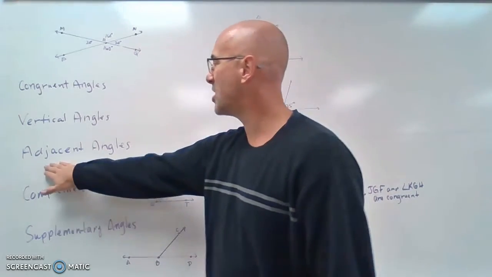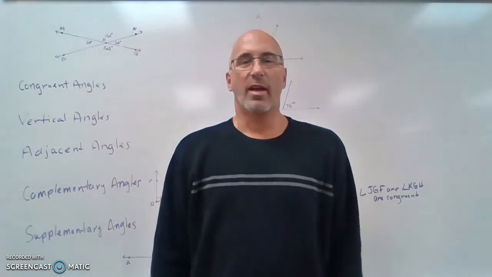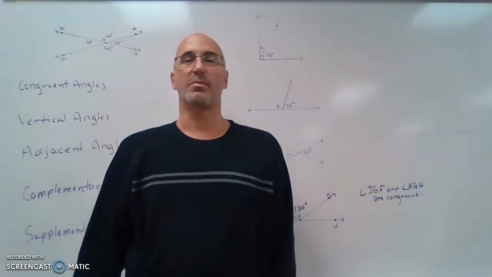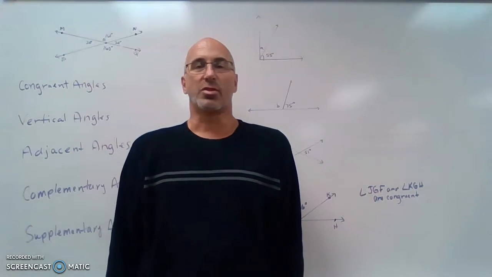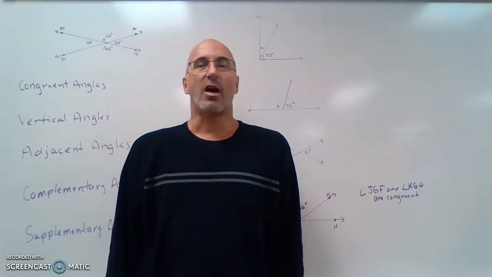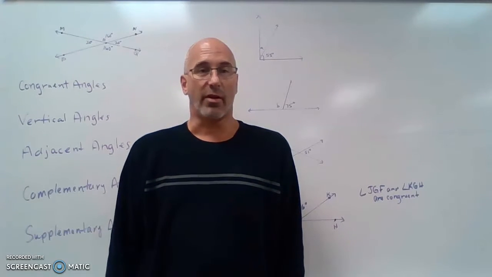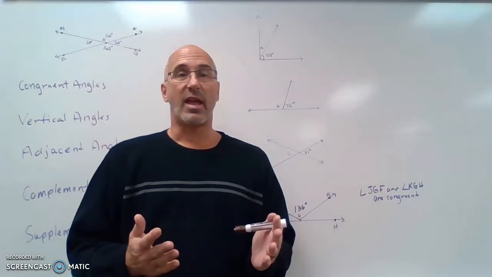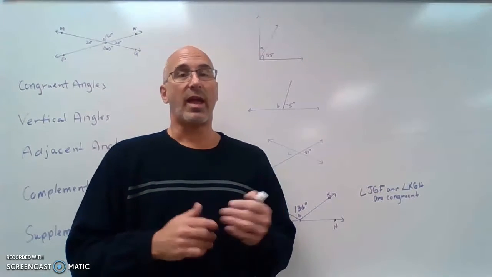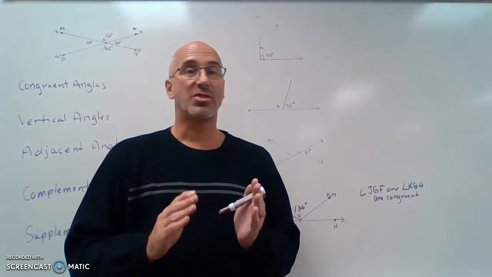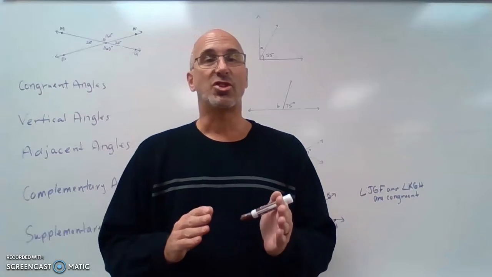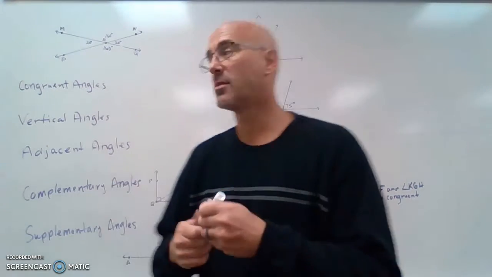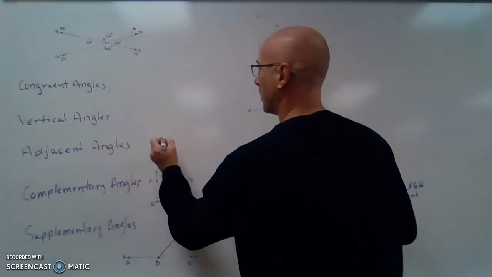Okay. Adjacent. Now, if I had another person standing right here next to me and we are shoulder to shoulder, we are adjacent. We are next to each other. In geometry, we have a term called adjacent angles. Those are two angles that are next to each other and they share a common vertex and ray.